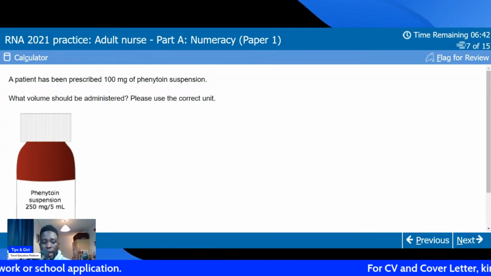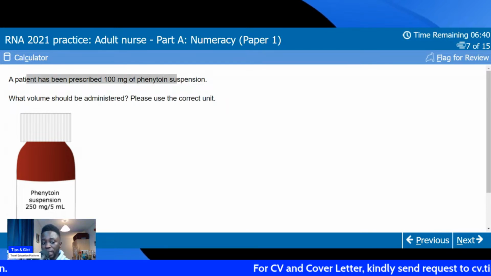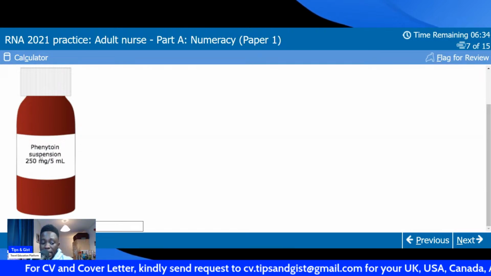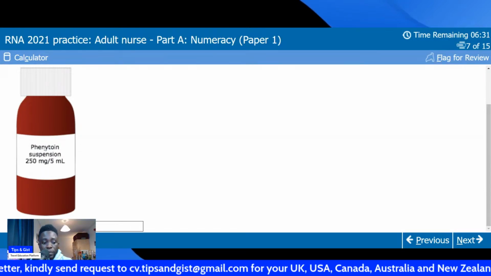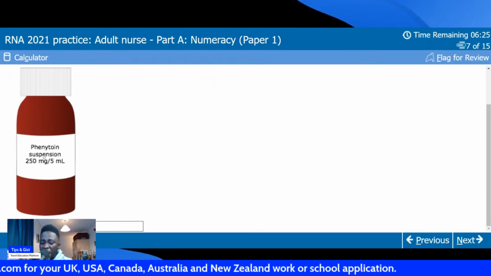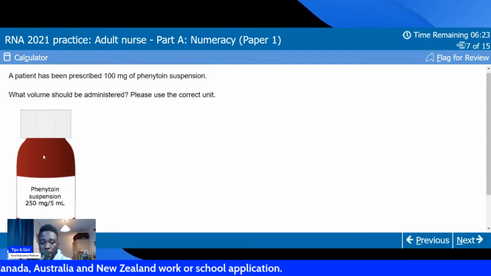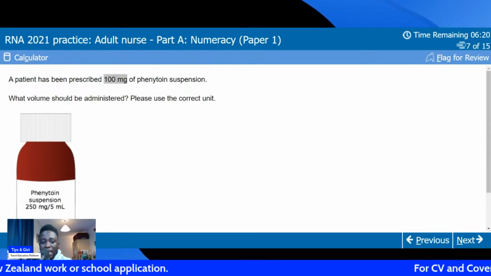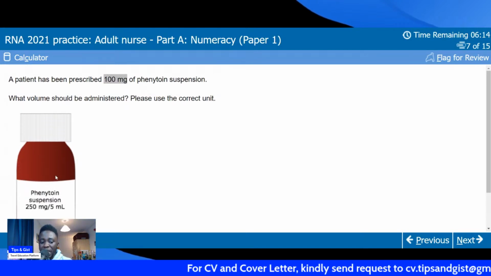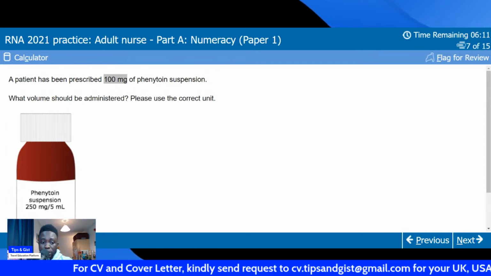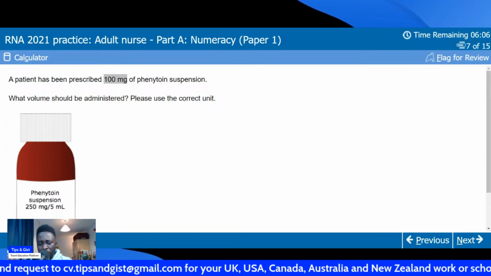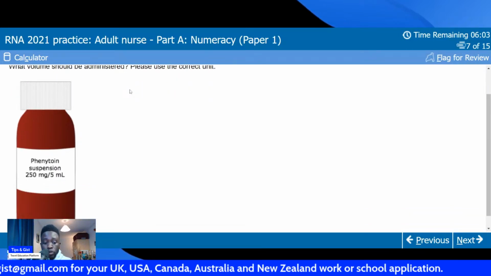Let us come back to the passage. The patient has been prescribed 100 milligram of phenytoin. Now look at the indication on the drug, the label. They said every 5 mils is 250 milligram. And the doctor says give the patient 100 milligram. That means you have to pour less than 5 mils. That should even come to your mind: if 250 milligram is 5 mils, then 100 milligram will be less than 5 mils. So you do your calculation.